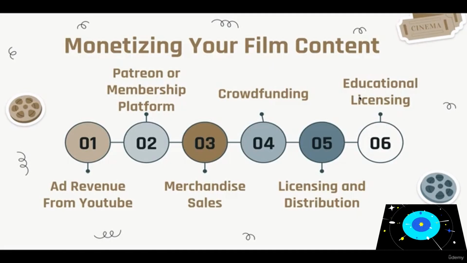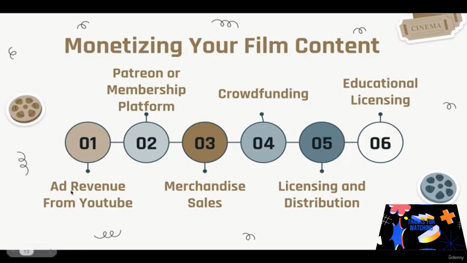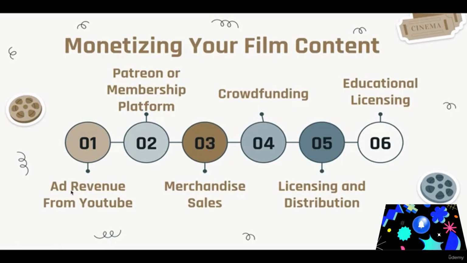Okay, guys, so those are 6 business models that you might want to consider. If you're asking me this question, hey, which one is your favorite? Well, I'm going to pick the first one, ad revenue from YouTube. Because YouTube is a big marketplace, guys. There are hundreds of millions of people there, and when you upload your content there, you're going to get a lot of attention from millions of people, right?